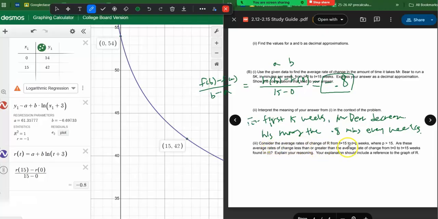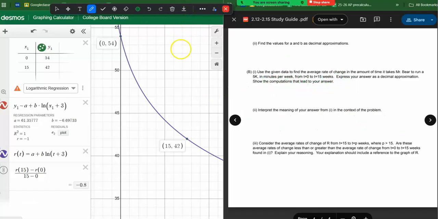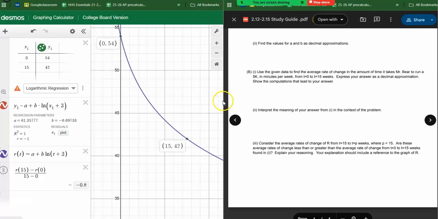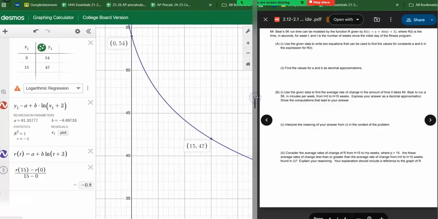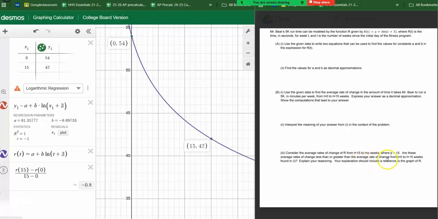Consider the average rate of change from 15 to p, where p is greater than 15. Okay, so I don't need this anymore, so I'm going to clear it. I need a little bit of space on my graph. Is this average rate of change less or greater than the average rate of change from 0 to 15? Explain your reasoning. Your explanation should be referenced to the graph of r. All right, the hard question.